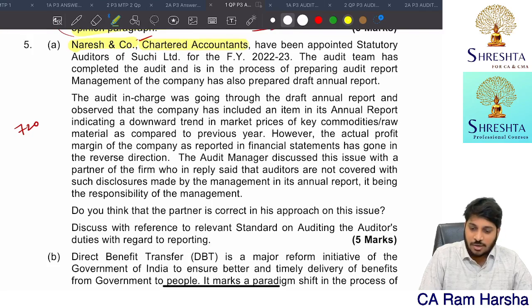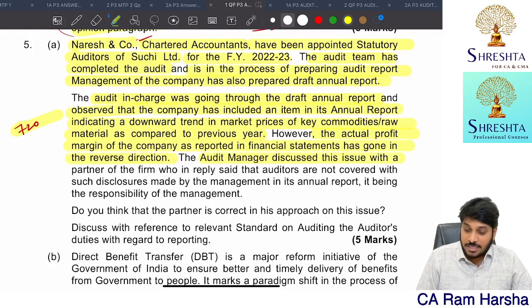Naresh and Co, chartered accountants, have been appointed statutory auditor of Suchi Limited for the year 22-23. The audit team has completed the audit and is in the process of preparing the audit report. Management of the company has also prepared a draft annual report. SA 720 question. The audit in charge was going through the annual report and observed that the company has included an item in its annual report indicating a downward trend in the market price of key commodities as compared to the previous year. However, the actual profit margin of the company reported in the financial statements has gone in the reverse direction.